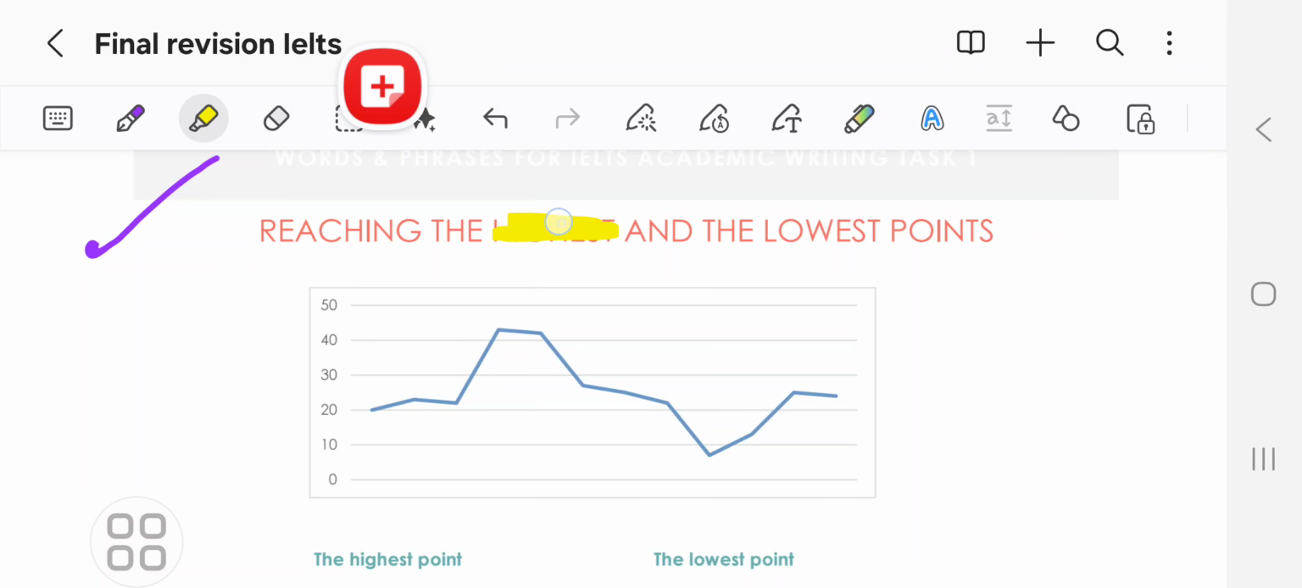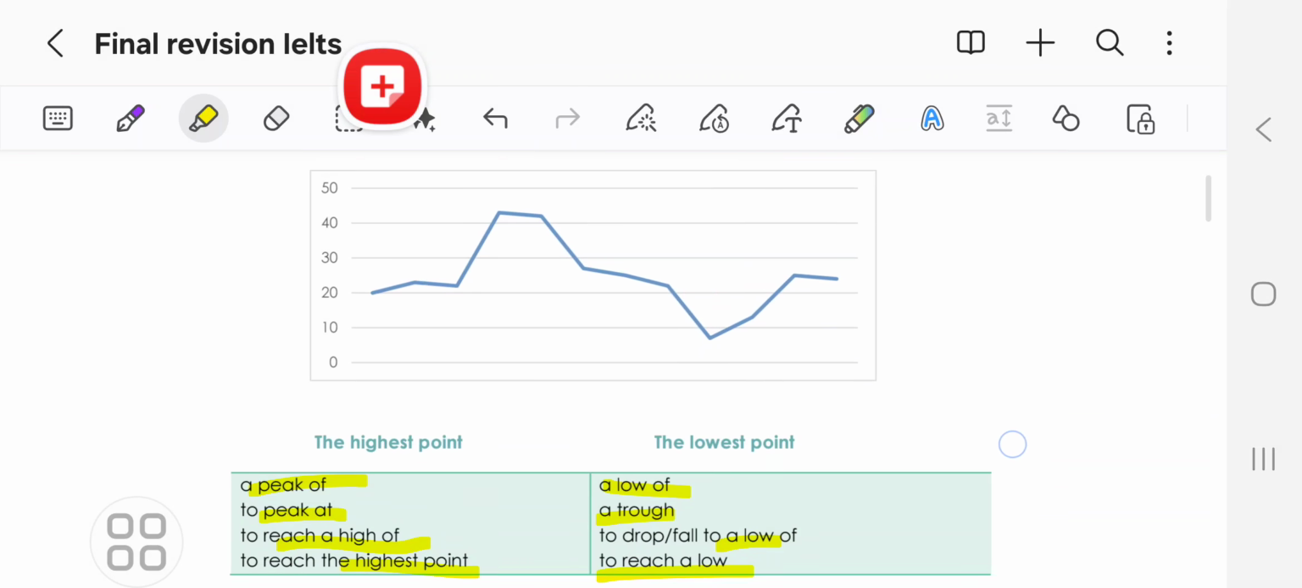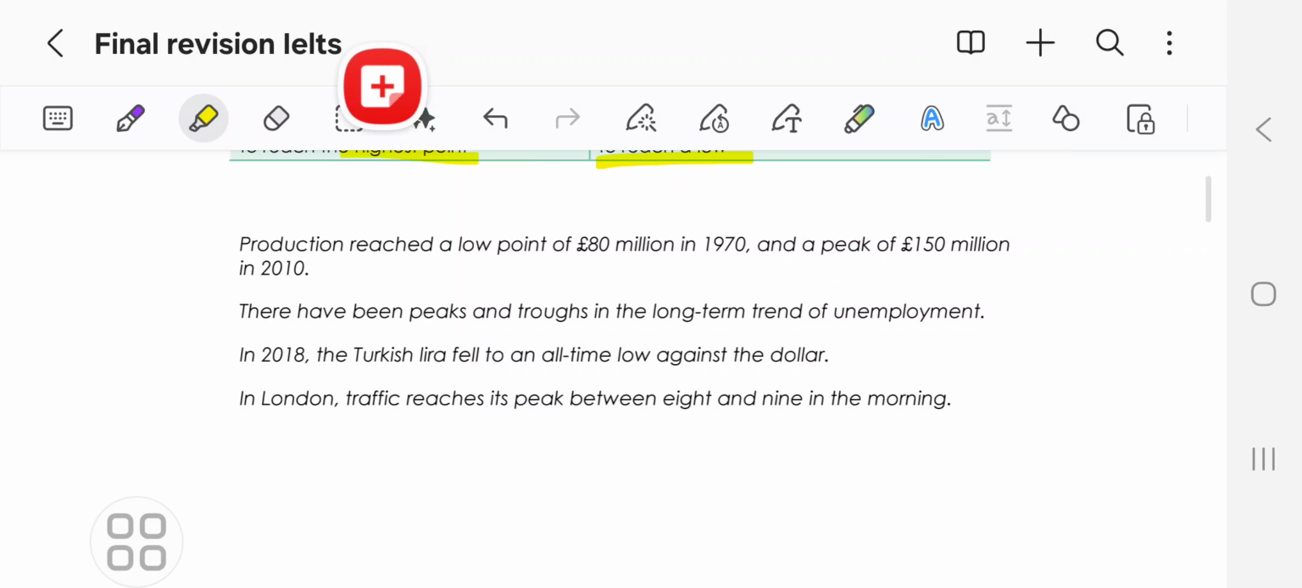Now we reach the highest and the lowest point. So let's talk about the highest and the lowest point: the peak of, peak at, to peak at, to reach the highest point. Lowest of, low of, reach a low. So these are sometimes the points. Just focus on the sentences, which will help you in remembering.